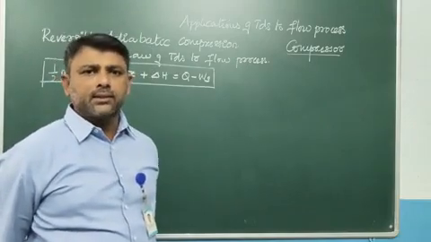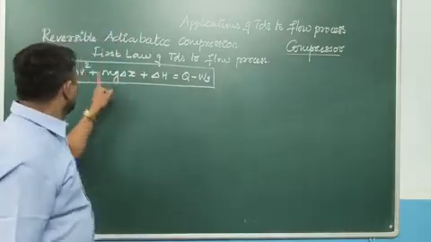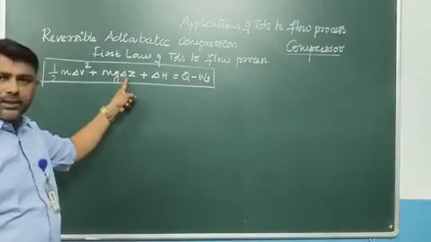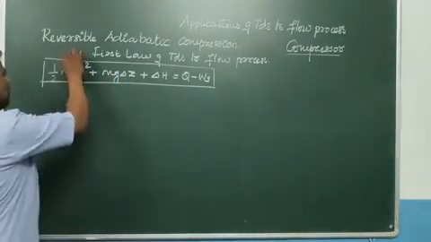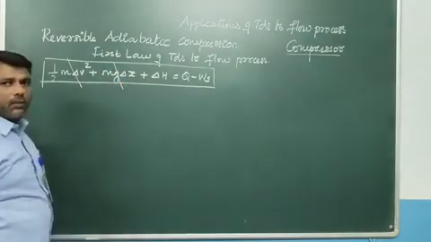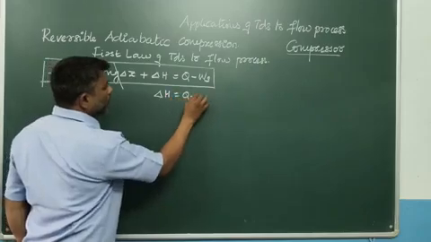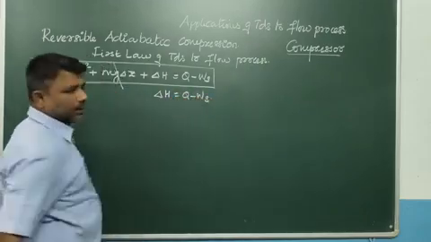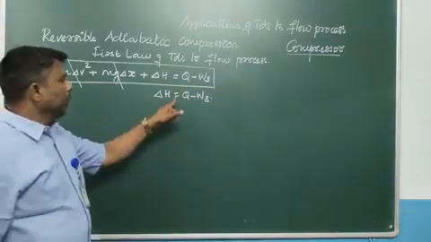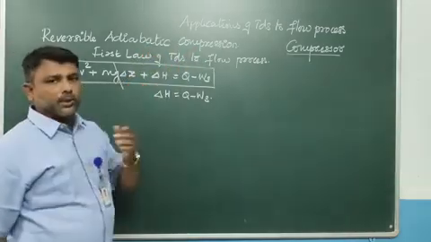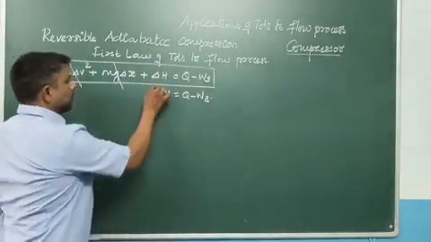In process industries, the contribution by kinetic energy as well as by potential energy is assumed to be negligible. So the final form of the equation is del H is equal to Q minus Ws. Clear? This is the equation to discuss the reversible adiabatic compression process. This is the main equation.